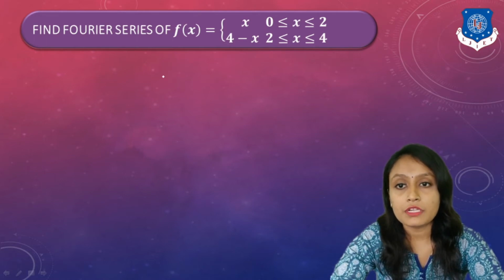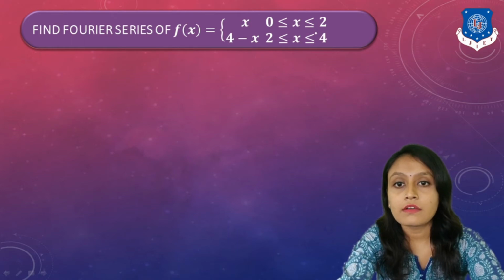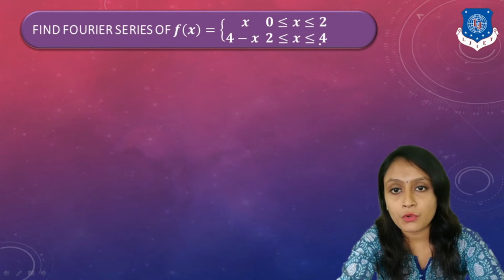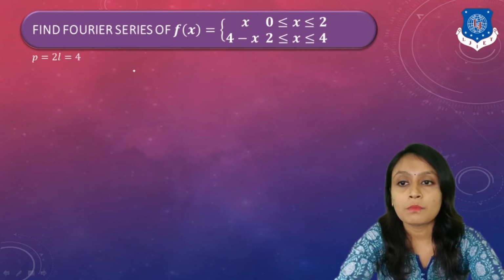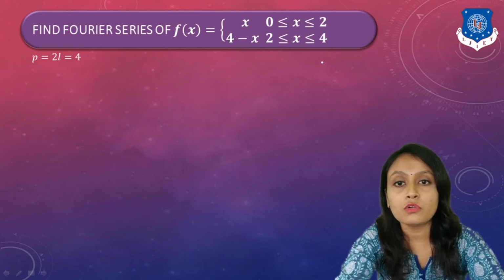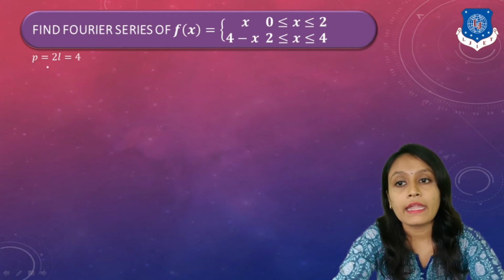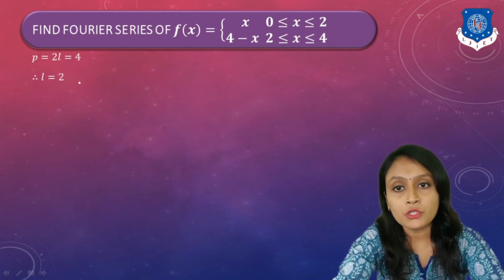That is, find the Fourier series of the function f(x) equal to x in the interval 0 to 2 and 4 minus x in the interval 2 to 4. Okay, so in total we have the interval 0 to 4, so the period p is equal to 4, right? You can see here 0 to 4. So here we have the form of interval 0 to 2L, right? So period T is equal to 4, and so L will be equal to 2.